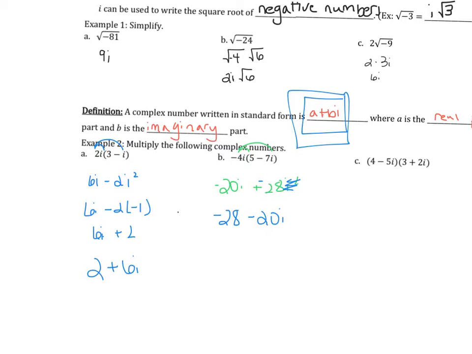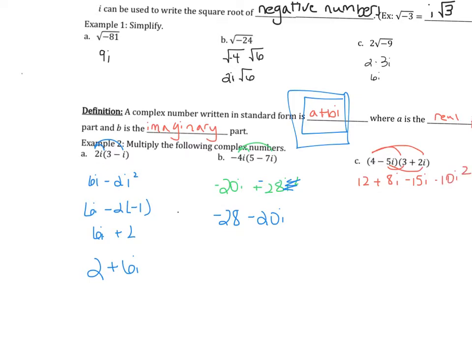Let's look at another one just like that. So we're going to distribute the 4 minus 5i. 4 times 3 is 12. 4 times 2i is 8i. Negative 5i times 3 is negative 15i. And negative 5i times 2i is negative 10i squared.